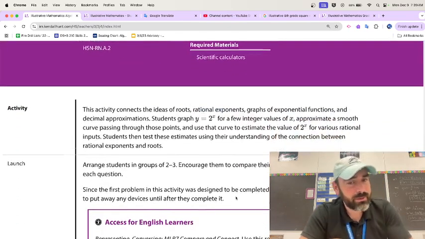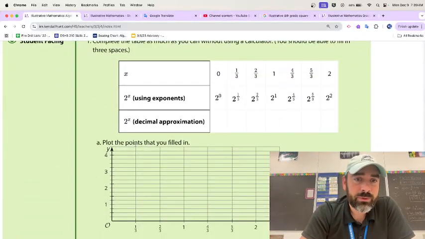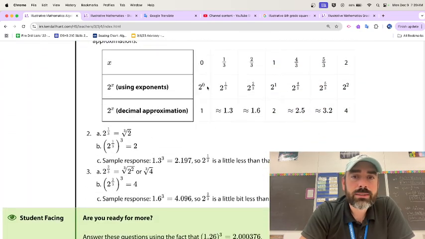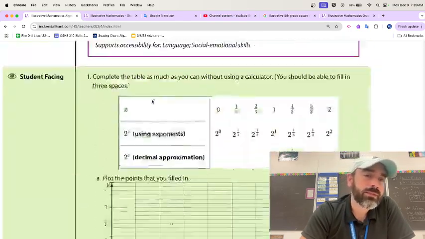Okay, anyway, that was class. Class was the idea of working with some of these. Now, we didn't graph these, but we did take these powers that were here and estimate them using perfect squares that we already know. All right, let's get to the homework.